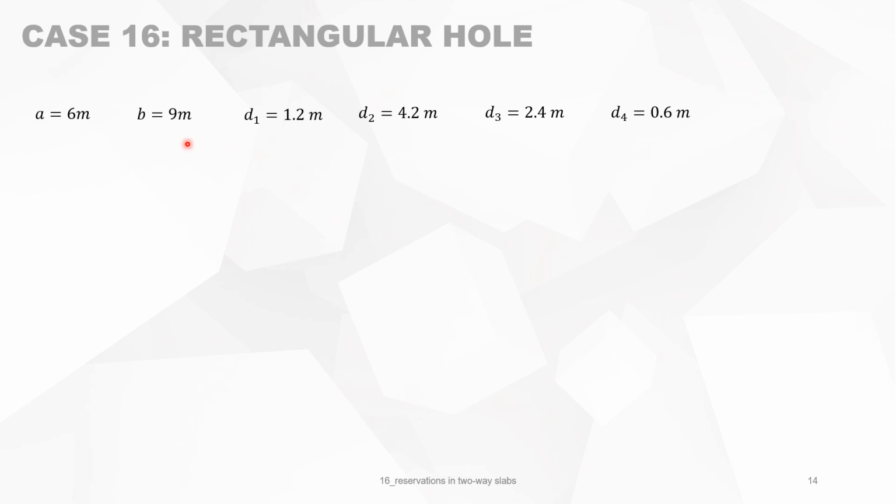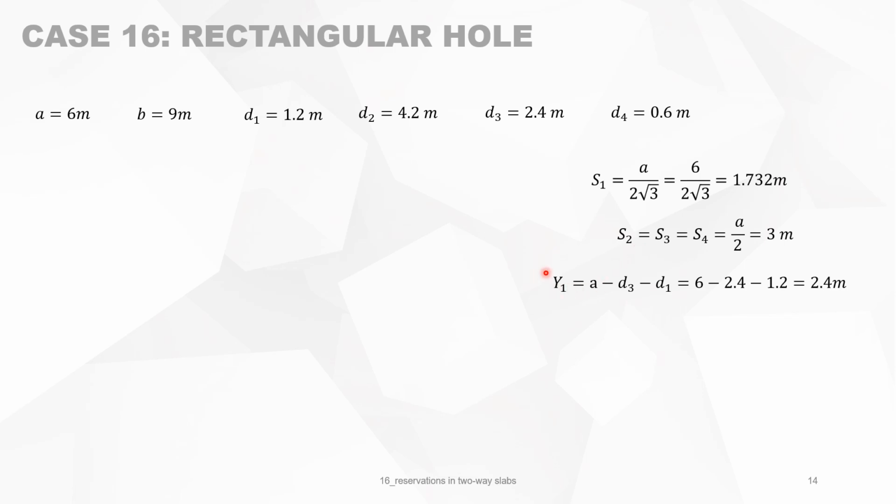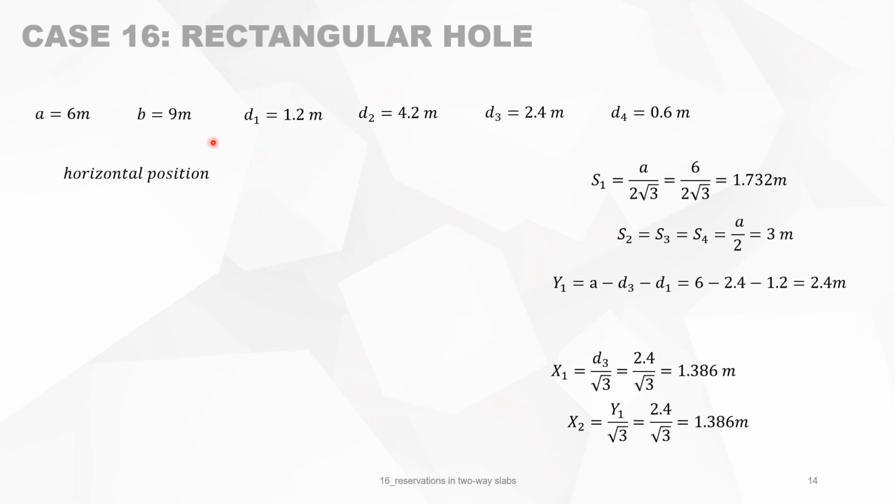We write down the different parameters. We calculate S1, 2, 3, and 4, and the values Y1, X1, and X2. The horizontal position: we will check if we can use the formulas. We check the horizontal position, and we see that, okay, 4.8 is between those two limits.